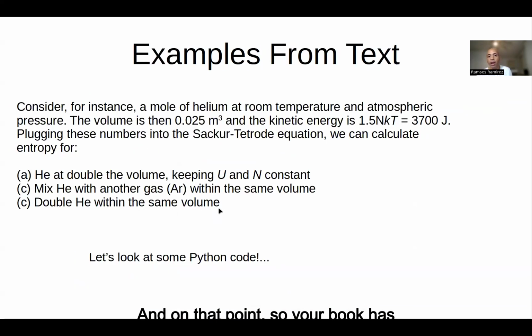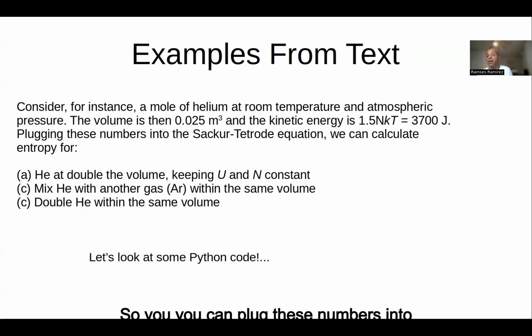And on that point, your book has some interesting examples that we're going to actually show with code. So for instance, consider a mole of helium at room temperature and atmospheric pressure. The volume is 0.025 meters cubed. The kinetic energy is 3 halves NkT, or 3,700 joules in this case.